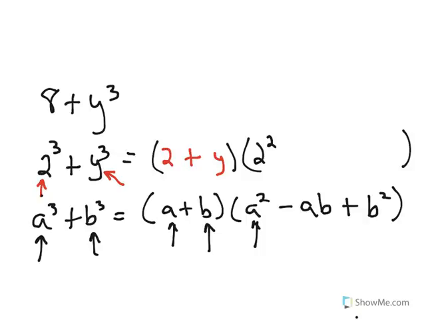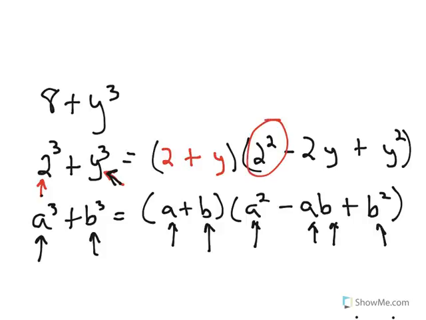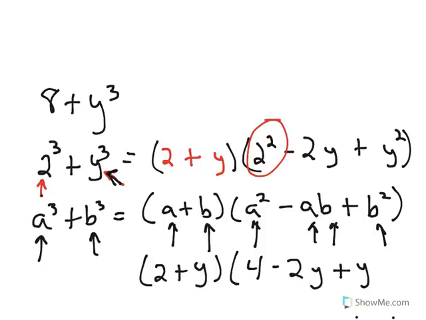Minus the two bases multiplied together. So minus 2 times y plus the second base squared. So we will have y to the second power. Now right here, we can calculate that out. So our final answer becomes 2 plus y times 4 minus 2y plus y squared.